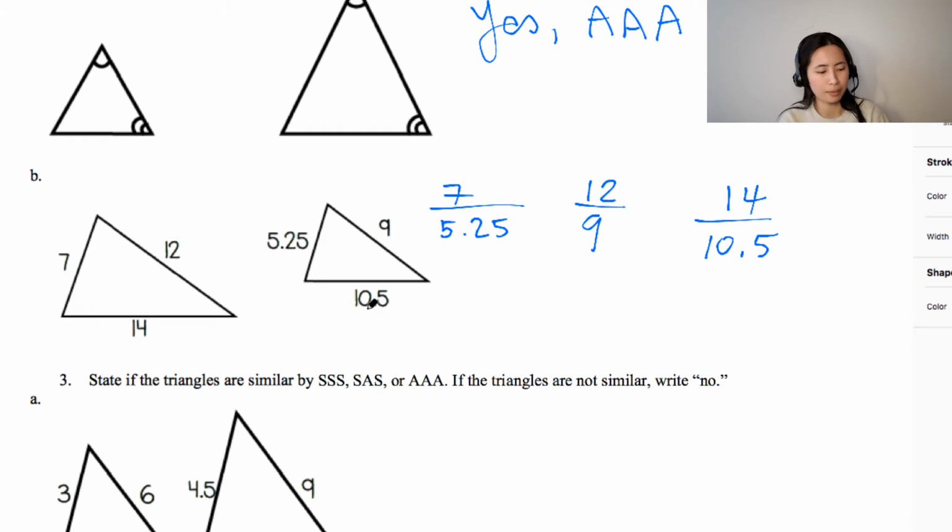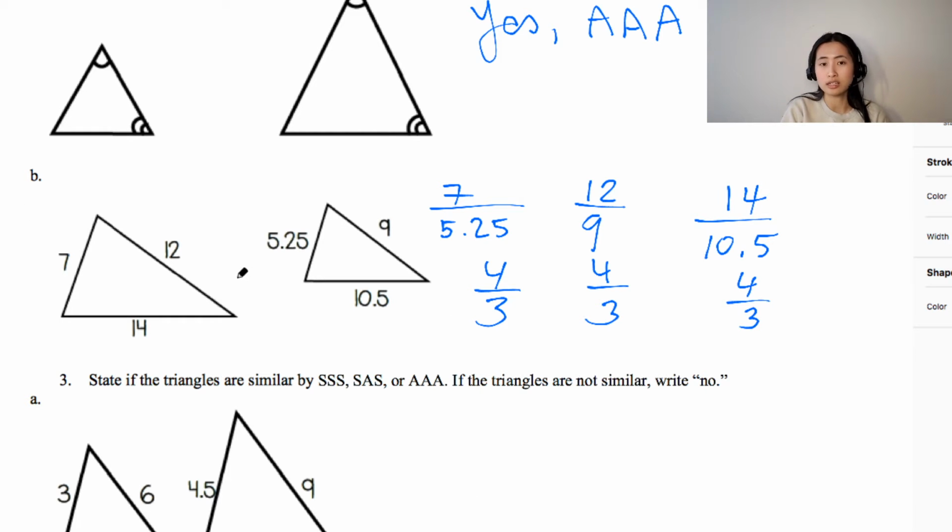Okay, so maybe we can calculate that. So 7 divided by 5.25, that's equal to 4 over 3, when you simplify these two. And if you have 12 over 9, that's equal to 4 over 3 as well. And if you have 14 over 10.5, that's equal to 4 over 3 as well. So yes, these two triangles are similar. So we can say yes, and they're similar based off of the side, side, side theory.